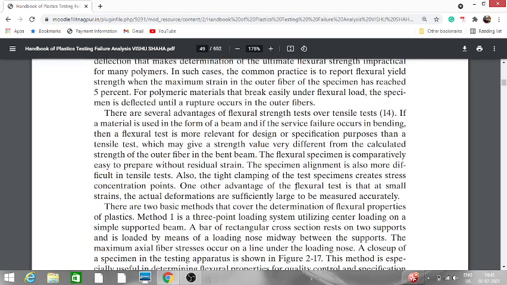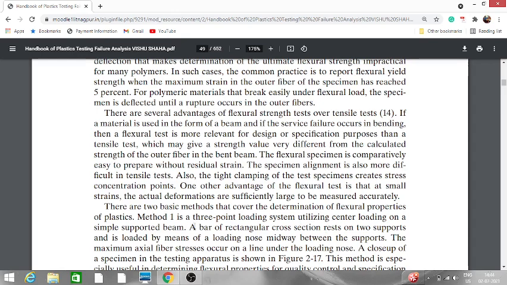One other advantage of the flexural test is that at small strains, the actual deformations are sufficiently large to be measured accurately, because you can really see the bending of the beam. There are two basic methods that cover the determination of flexural properties of plastics. Method 1: a 3-point loading system utilizing central loading on a simply supported beam.